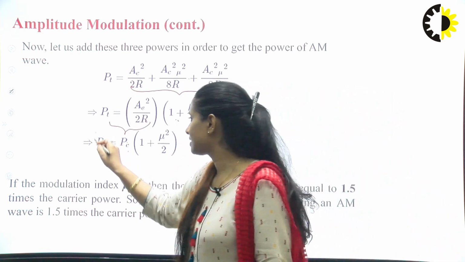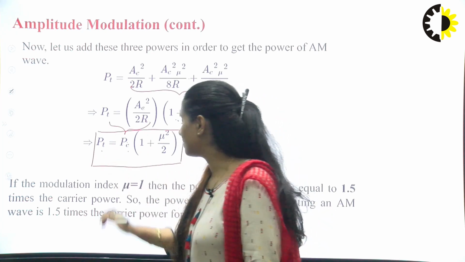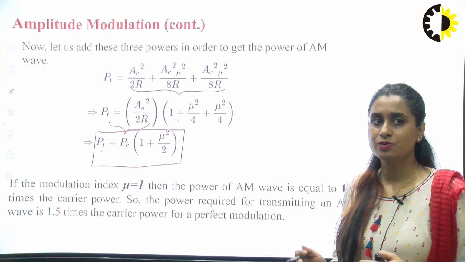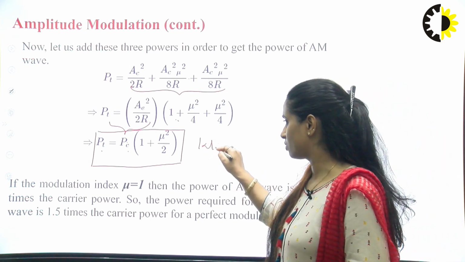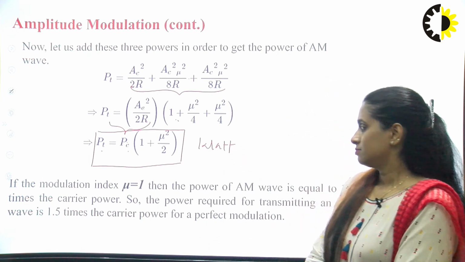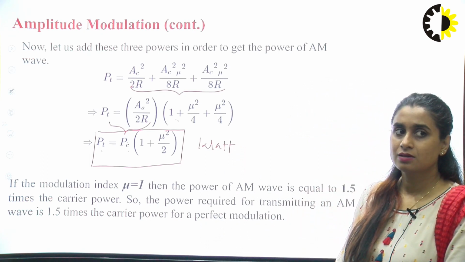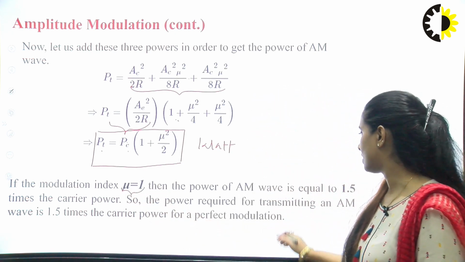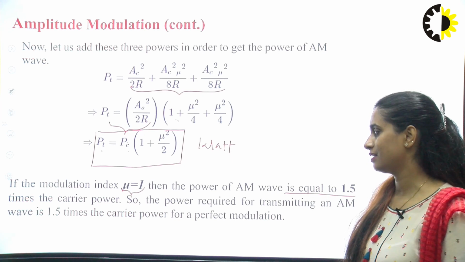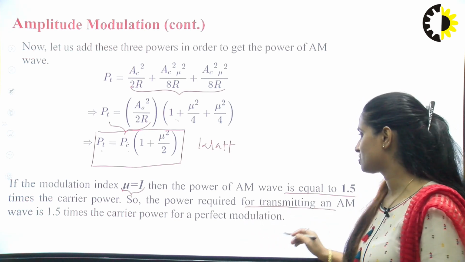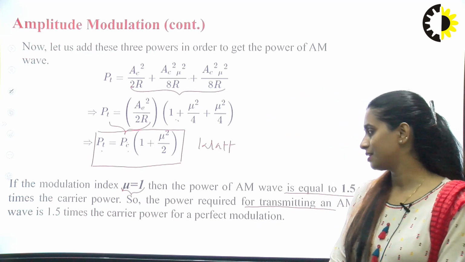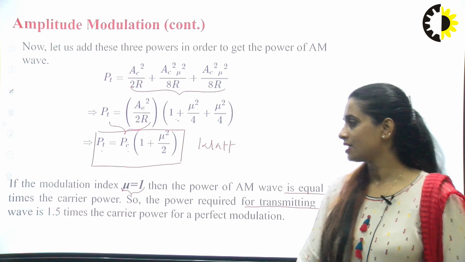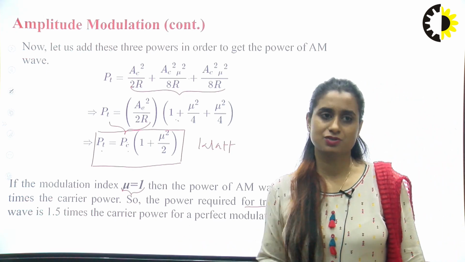This is something important that we need to remember and memorize: total power PT equals Pc into 1 plus mu square by 2. If the modulation index for ideal modulation equals 1, then the power of AM equals 1.5 times the carrier power. So the power required for transmission of the AM wave is 1.5 times the carrier power. Here lies the need of using different versions of AM.